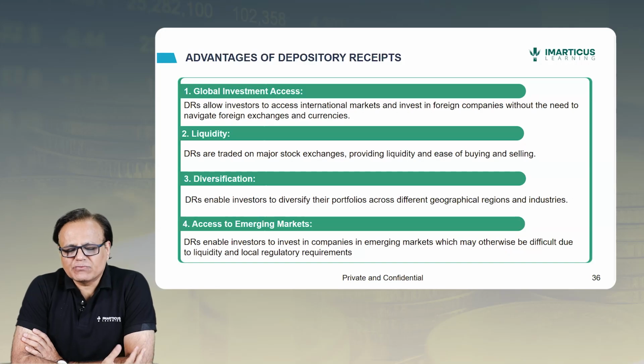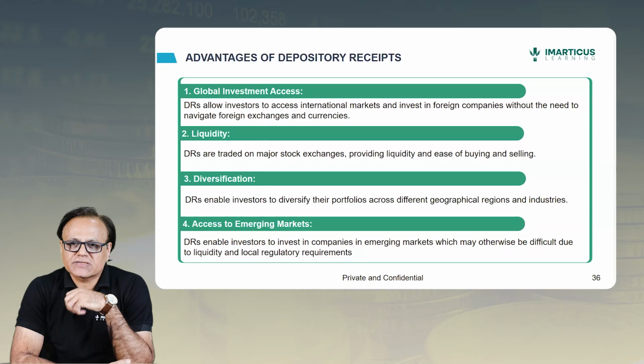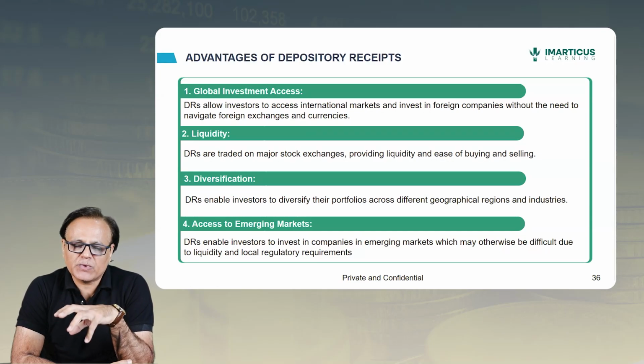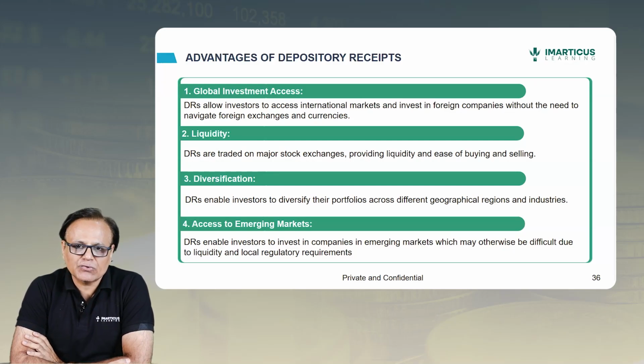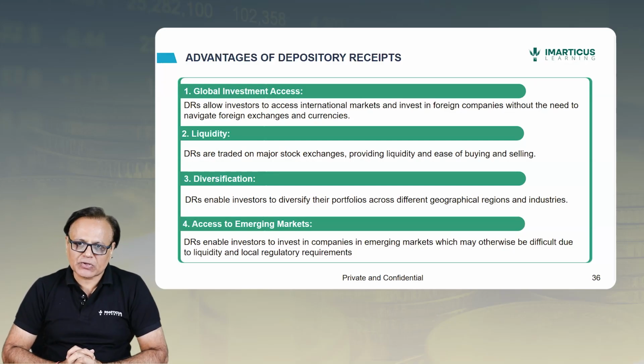Now let's look at some of the advantages of investing in depository receipts, or very popularly called DRs. So the first advantage is global investment access. DRs allow investors to access international markets and invest in foreign companies without the need to navigate foreign exchanges and currencies. An investor sitting in US or in Europe is now able to invest in a company like Infosys or ICICI Bank here in India without having to be in India or go through the regulatory process here.